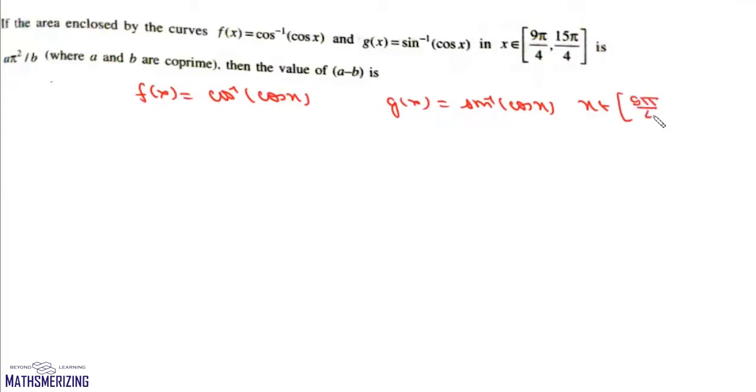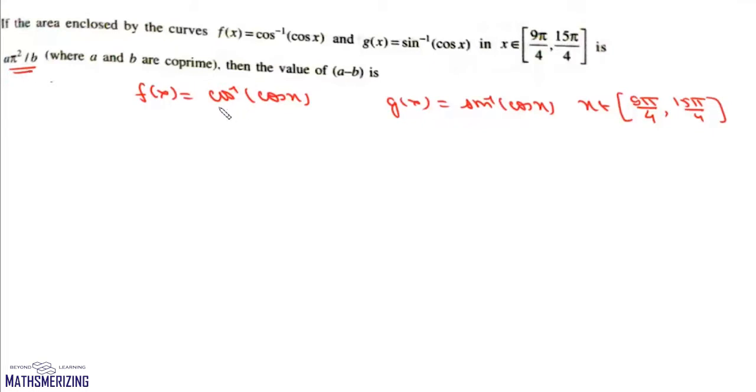Now let us take another example. If the area enclosed by the curves f(x) equals cos inverse of cos x and g(x) equals sin inverse of cos x, when x belongs to 9 pi by 4 to 15 pi by 4, is a pi square upon b, then we need to find the value of a minus b.